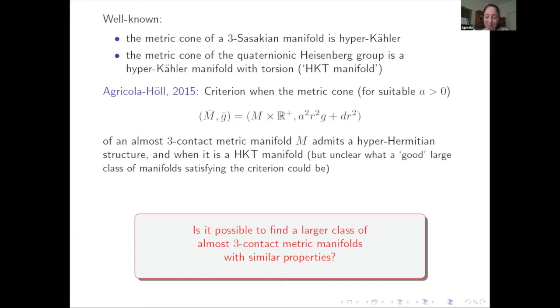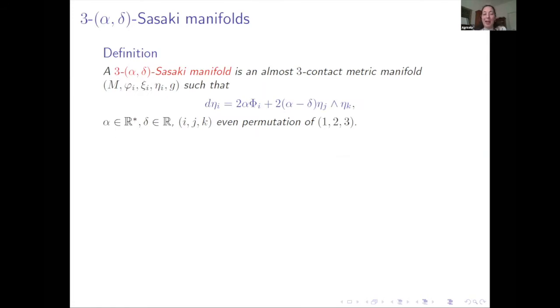Fine. Okay. So then here comes the class of manifolds I want you to take back home, or you're all already at home. So to take the message, this is an interesting class of manifolds. A three-alpha-delta-Sasaki manifold is an almost three-contact metric manifold such that, just as in the Sasaki or alpha-Sasaki case, d eta_i is equal to 2 alpha times phi_i, plus now an additional term which comes from the relative position of the three Reeb vector fields, or more precisely their associated one-forms. Because if i, j, k is an even permutation of 1, 2, 3, in direction 1, I add a multiple of eta_2 wedge eta_3.